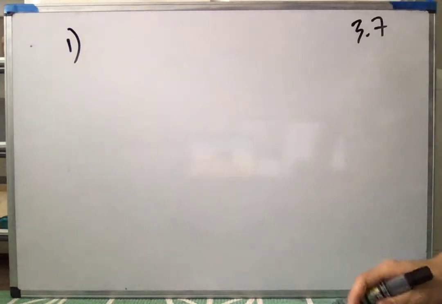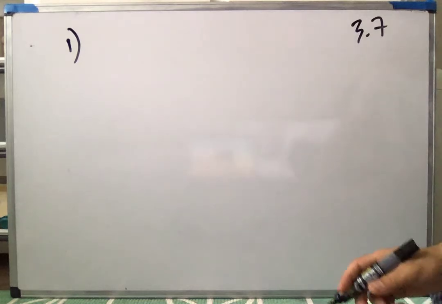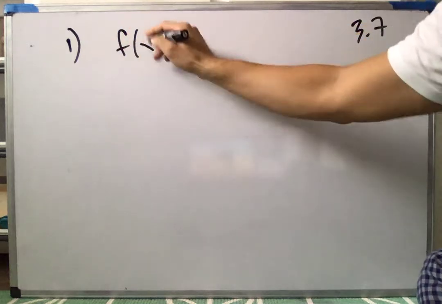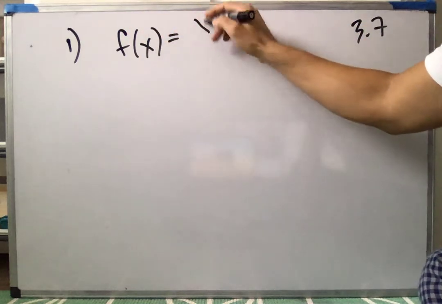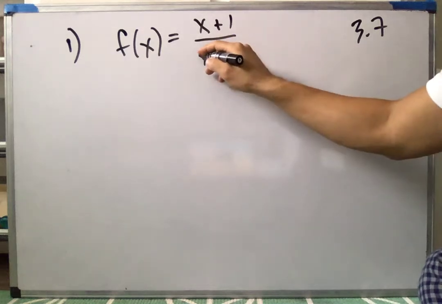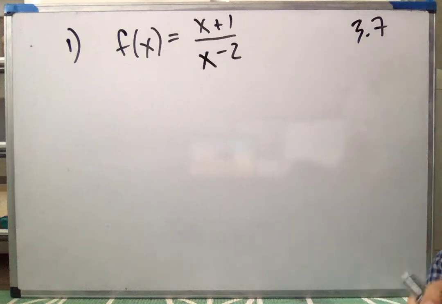If you haven't read the first box, read the first box, on how to find the domain and how to find any necessary restrictions. This is f of x equal to x plus 1 over x minus 2. The first thing you want to do whenever you're dealing with a rational function is factor. But in this case, it's already factored. There's only one simple one.